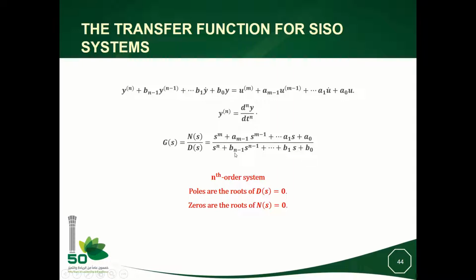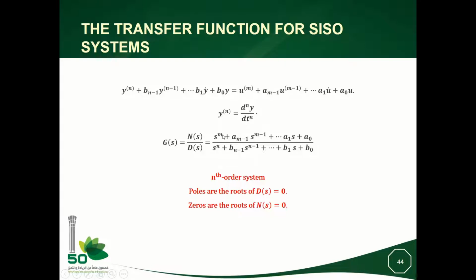Pay attention when you compose this transfer function. You should put it as a polynomial over a polynomial. Because if you are expressing this G(s) in terms of rational terms here or here, you cannot distinguish the notion of poles and zeros that we will define now. So you have to put your transfer function as a polynomial over a polynomial. The order of your system is the highest order of the denominator.